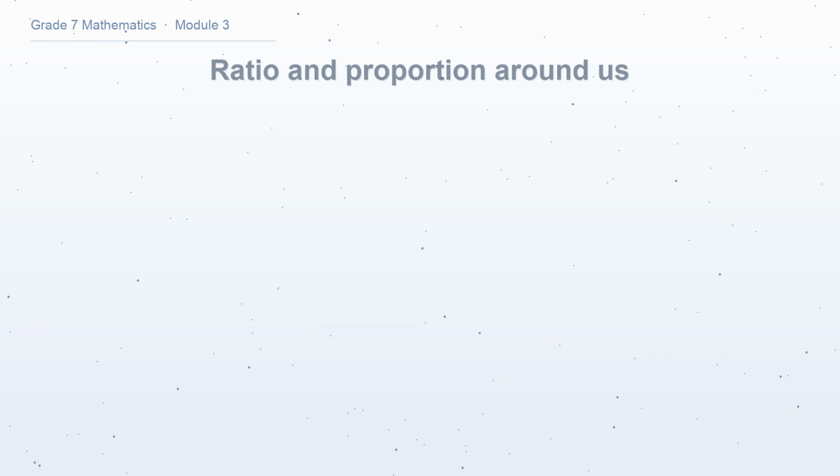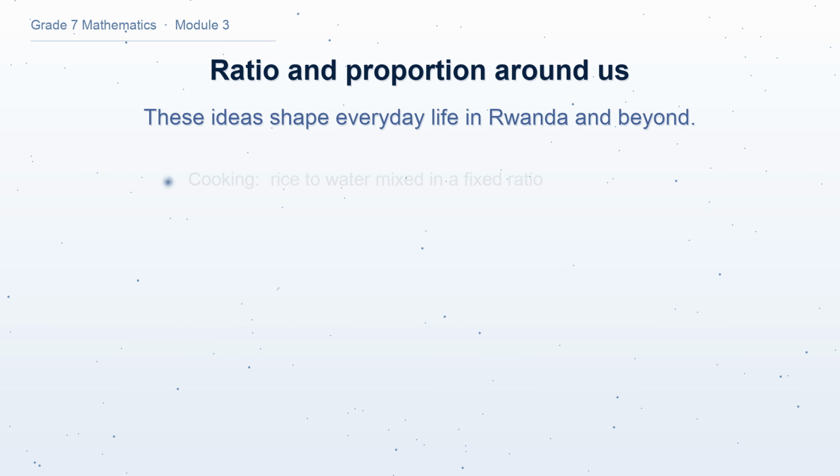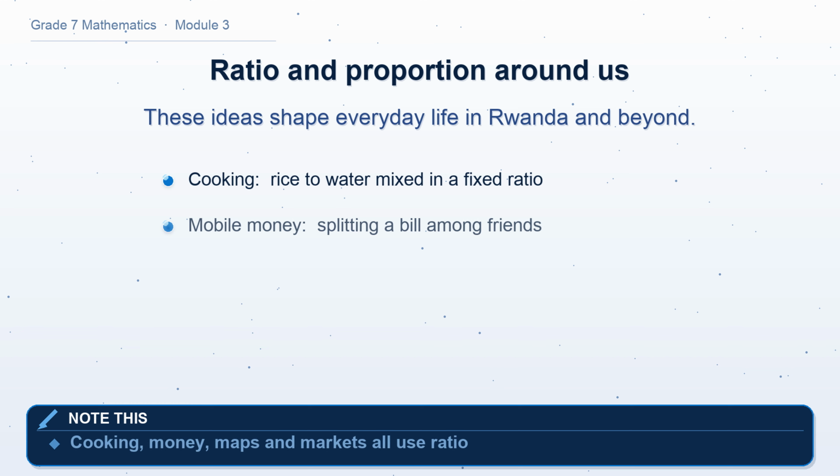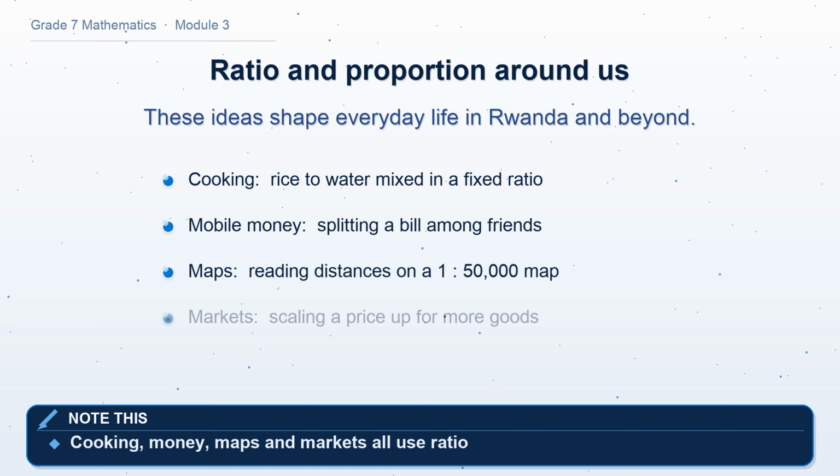Ratio and proportion appear all around us. When cooking, rice and water are mixed in a fixed ratio so the meal comes out right every time. When friends split a bill on mobile money, they divide it in a ratio. Reading a map means turning its scale into real distances on the ground. And at the market, scaling a price up for more goods is direct proportion in action. Whenever quantities must stay in balance, ratio and proportion are the tools we reach for.